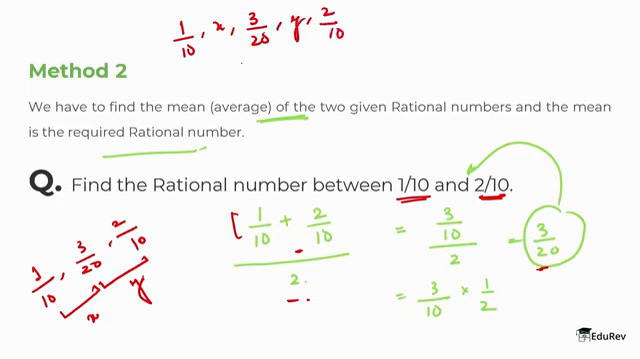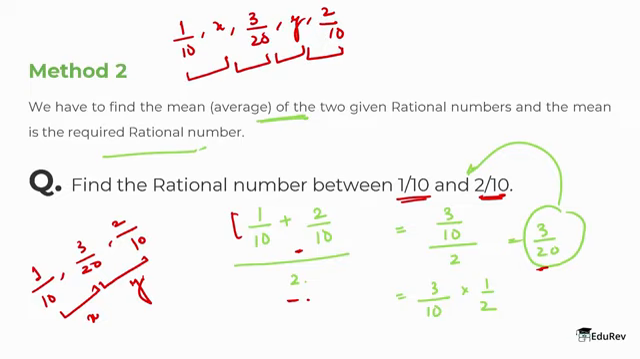Now if you want to further find rational numbers, you can again take the average of these two numbers, then these two numbers, then these two numbers, and so on. This process will go on till you get all the required rational numbers you want. And so yeah, these are basically the two methods which you can apply in order to find rational numbers between any pair of rational numbers.